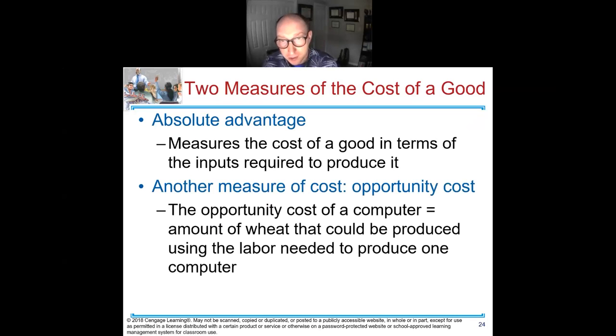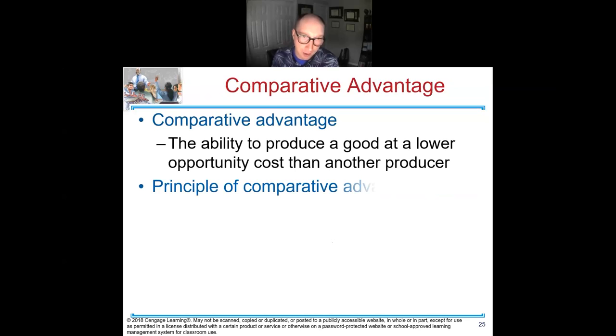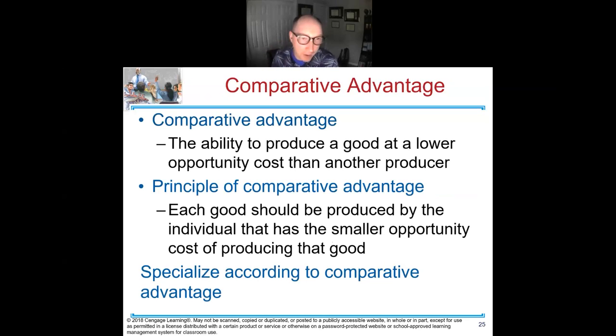Absolute advantage measures the cost of the good in terms of the output required for the producer. So absolute advantage, think cost. Lower cost point, absolute advantage. Opportunity cost, as you know, is the foregone cost. That's what opportunity cost means. Comparative advantage. When we compare the two, it's the ability to produce a good at a lower opportunity cost than the other producer.